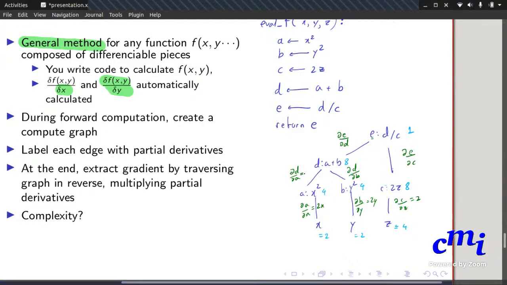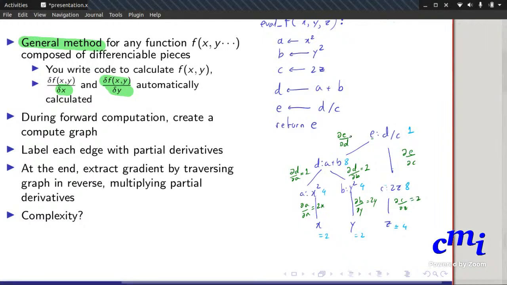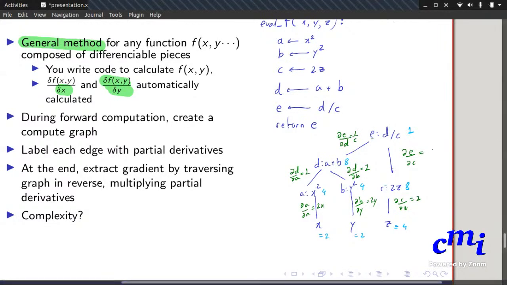Someone tell me what delta d delta a is. One. So this is 1. What is delta d delta b? Yep. And what is this? Delta e delta c is minus d by c.